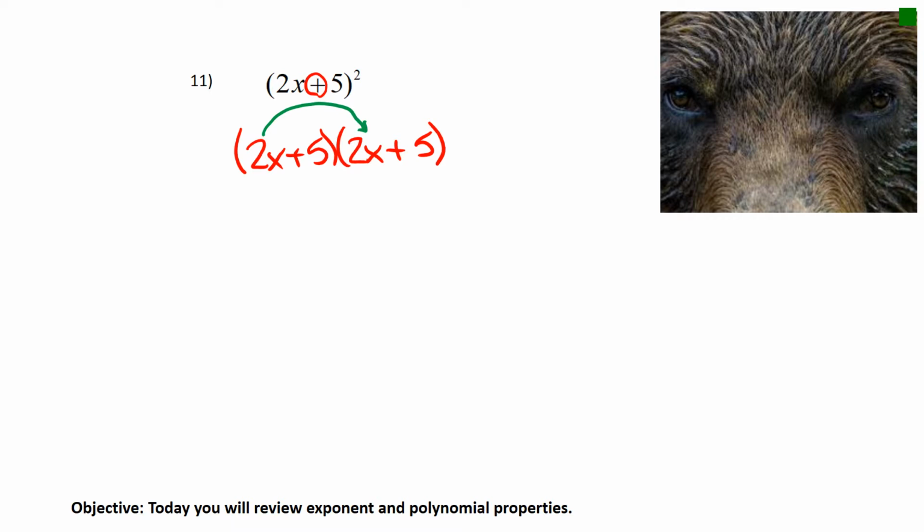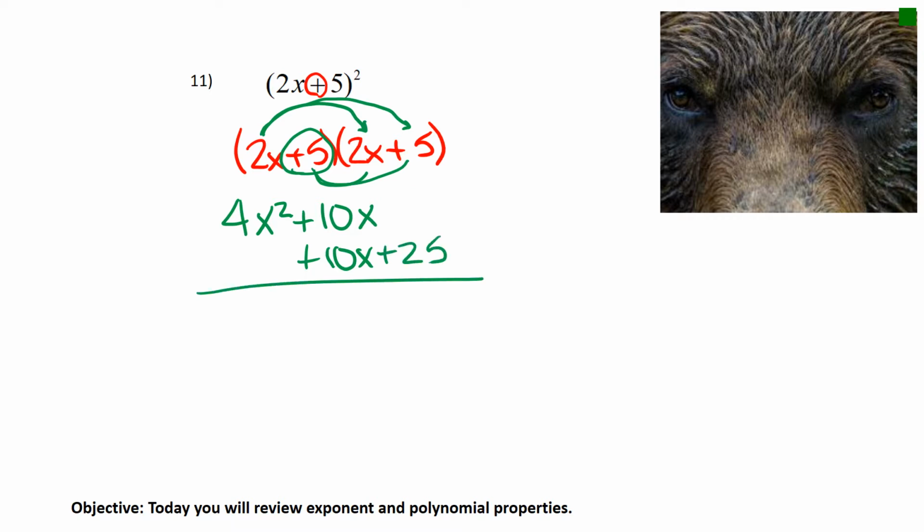I'm going to take this 2x times that 2x. 2 times 2 is 4. x times x is x squared. I'm going to take this 2x times 5. 2 times 5 is 10, and there's just 1x. I'm going to take this positive 5, always watch the sign, times 2. 5 times 2 is 10, and it's the x column, so it's a positive 10. Put it in the x column. 5 times 5 is 25. Add them up. 4x squared plus 20x plus 25.